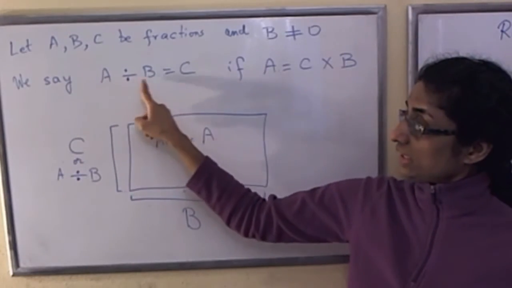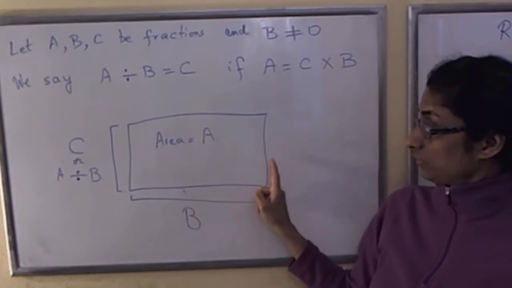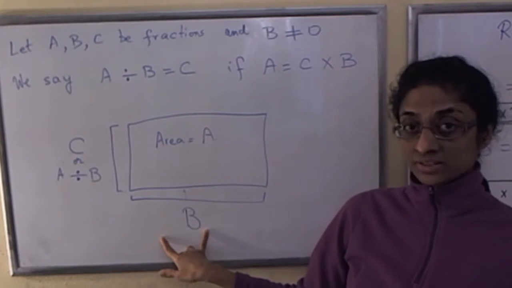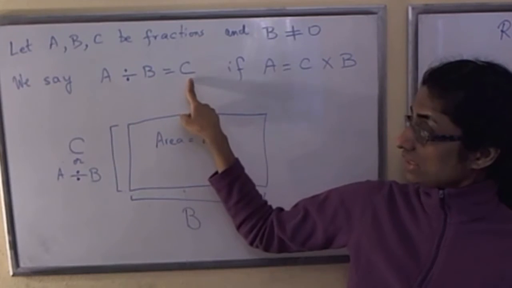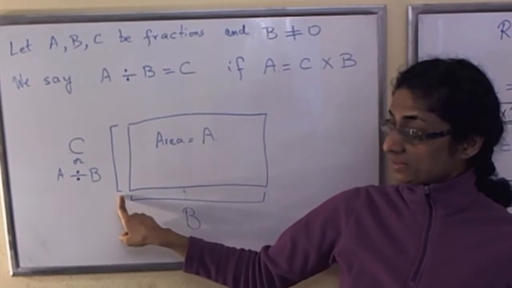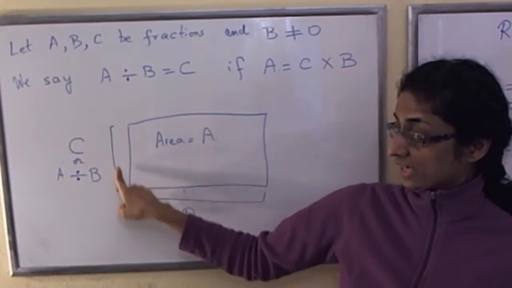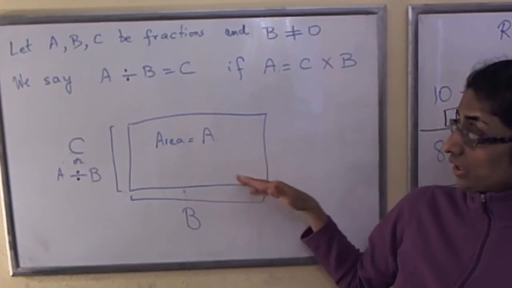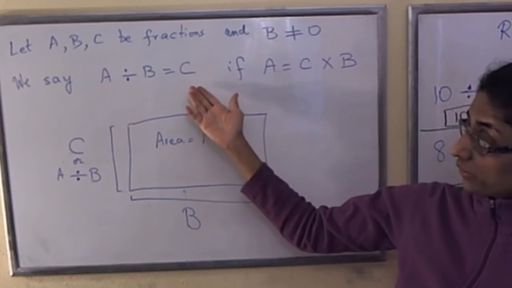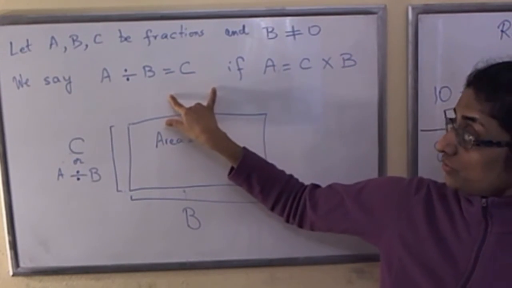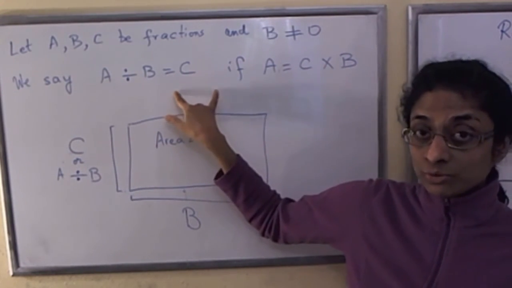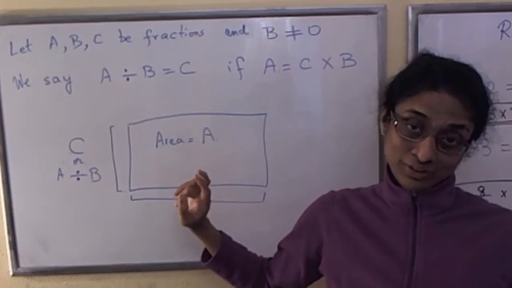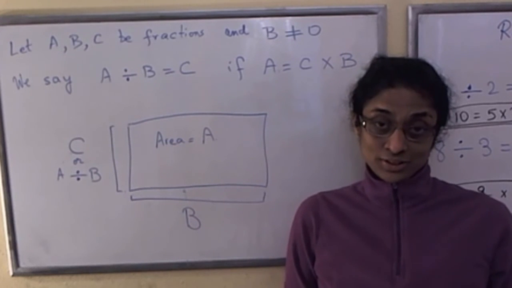And here's a picture to go with it. When we are given A and B, that means we're looking at a rectangle whose area is A and side length is B. And C then represents the side length of this side. So that's what this picture helps you get a handle on, the definition. So focus on this definition, because this is what we'll be using to make some very simple computations to begin with in the next series of videos.